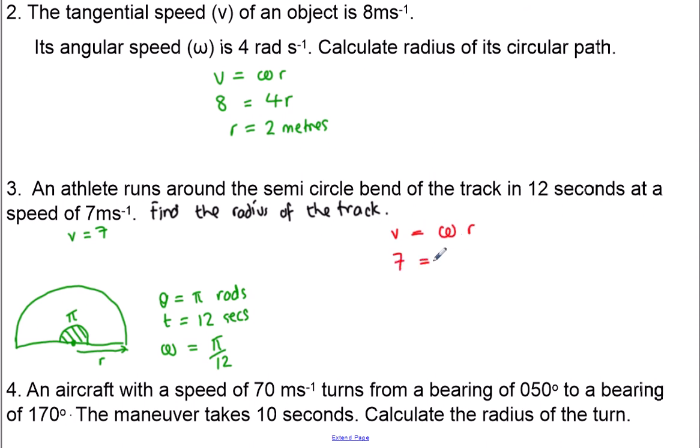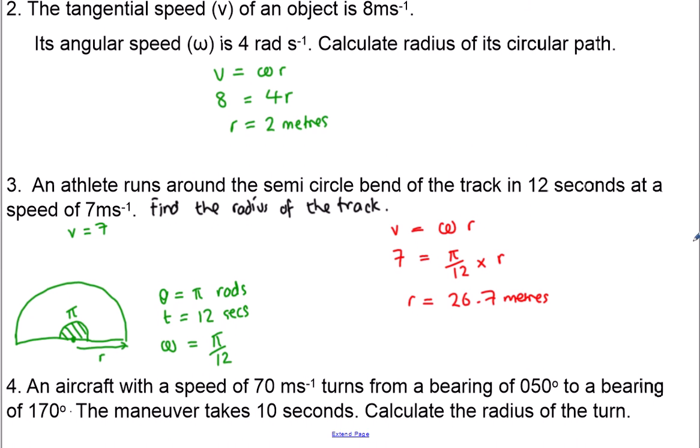So 7 equals pi over 12 times r. If you multiply 7 by 12 and then divide by pi, you'll get that the radius must be 26.7 meters. Okay, that's a little bit tricky having to find omega yourself, but omega is the angle that you turned divided by the time that it took. Make sure you're working in radians though. Okay, and a half turn is pi radians because a full turn is 2 pi radians.